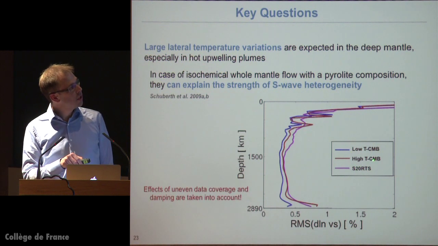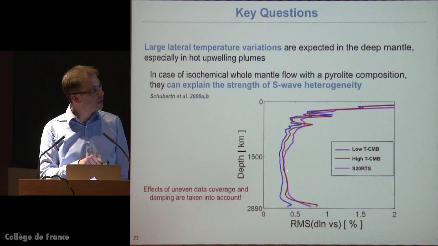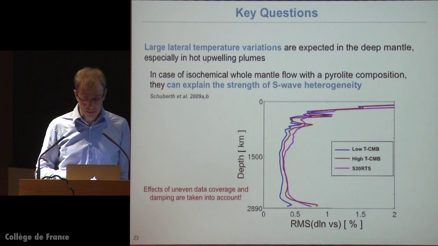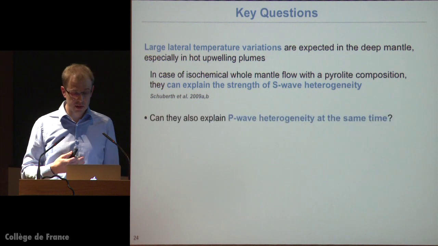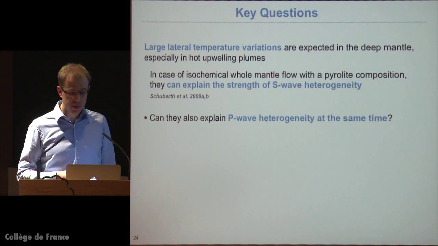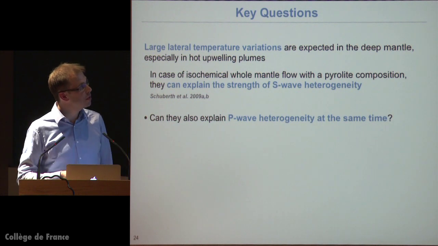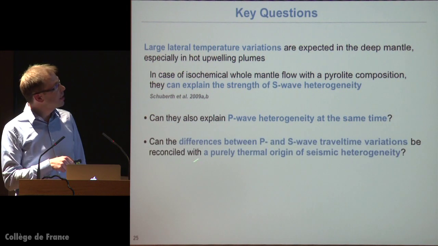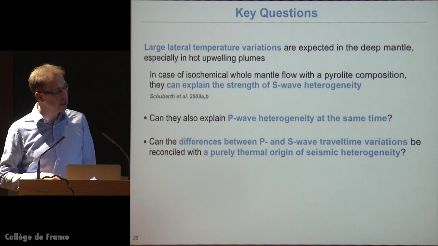And so you see here that for the case with a high CMB temperature, a high heat flow from the core into the mantle, we match very well the magnitude of the seismic heterogeneity here. But this is just for shear waves. So the question in this talk is, can large lateral temperature variations also explain the P-wave heterogeneity at the same time in a quantitative manner, meaning the magnitude of the heterogeneity, and more specifically, can the differences between P and S-wave travel time variations be reconciled with a purely thermal origin of seismic heterogeneity?